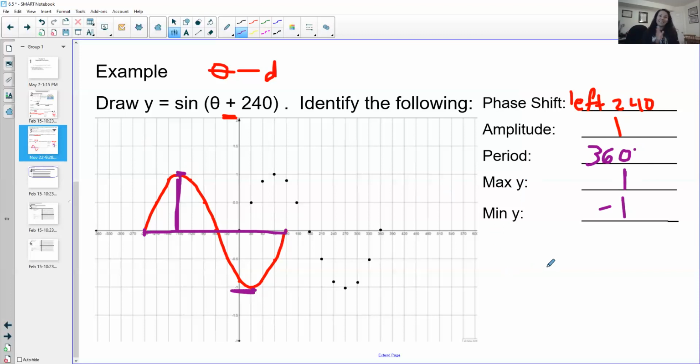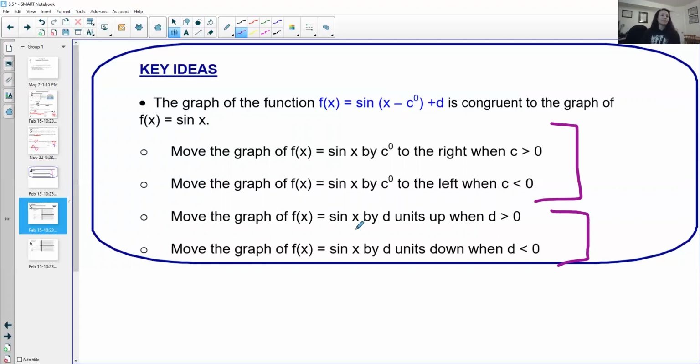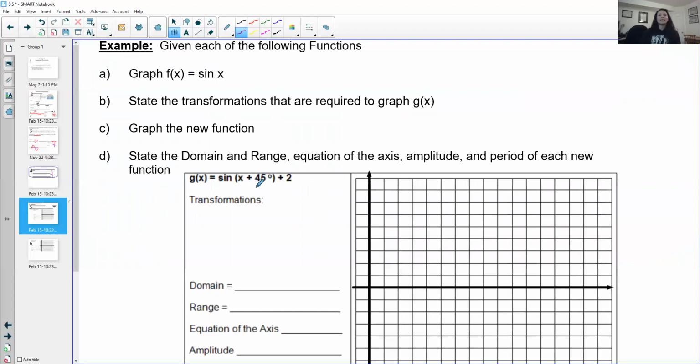Those are the left and right and up and down transformations. The next slide I've provided is straight from your textbook. It's just summarizing what happens and how to move it up or down and left and right. And I want to do just one more example with you where we combine a few of them. This one is perfectly fine. We're looking at a sine function. We're going to graph it, the basic one.